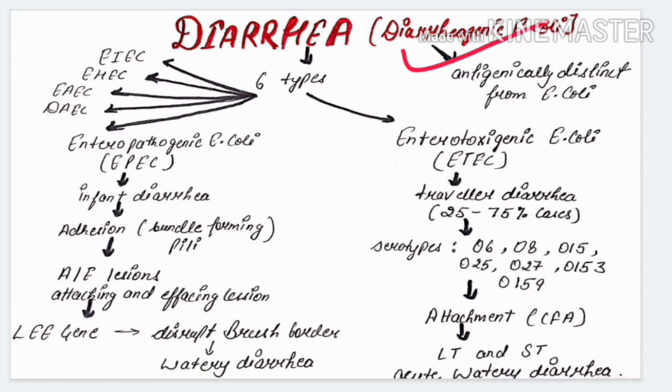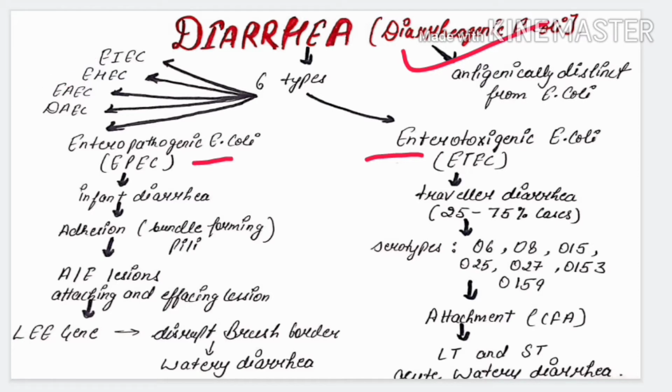There are 6 types of Diarrheagenic E. coli. First is Enteropathogenic E. coli, Enterotoxigenic E. coli, Enteroinvasive E. coli, Enterohemorrhagic E. coli, Enteroaggregative E. coli, and the last one we have is diffusely adherent E. coli. Now we will go through them one by one.